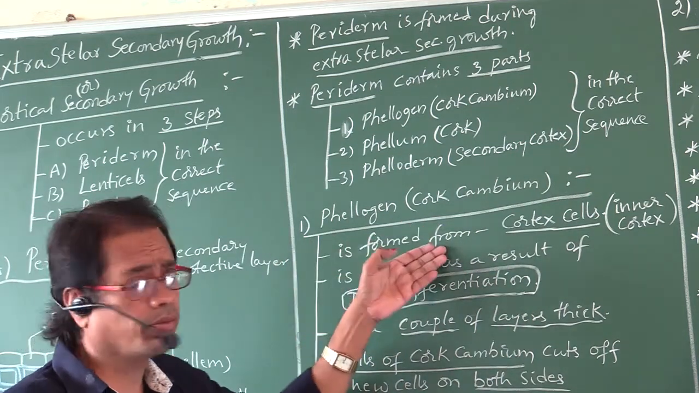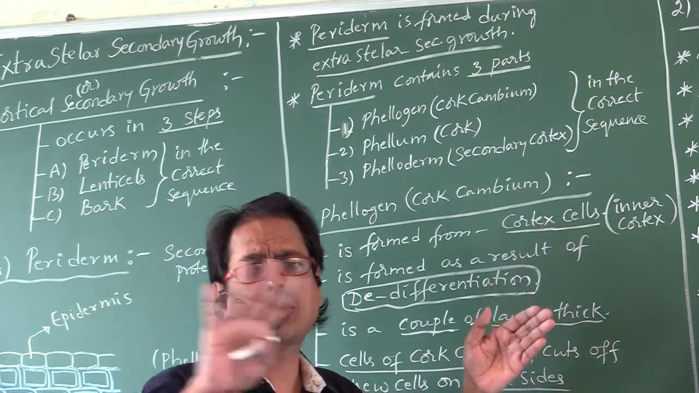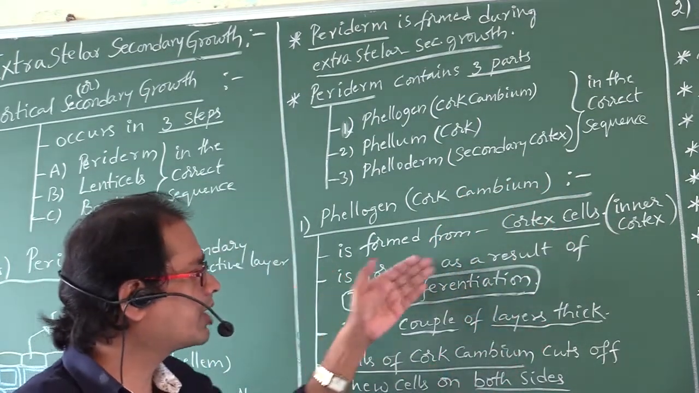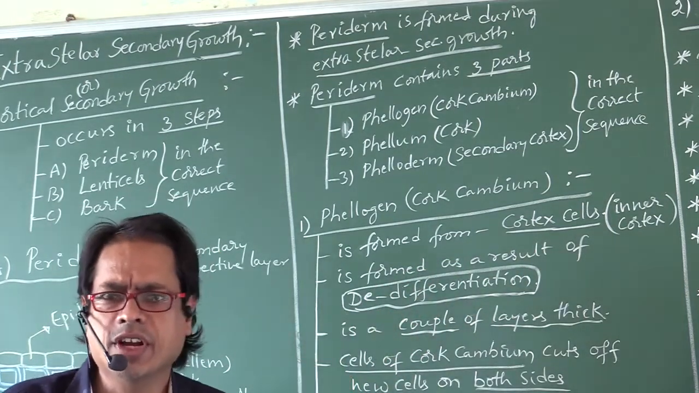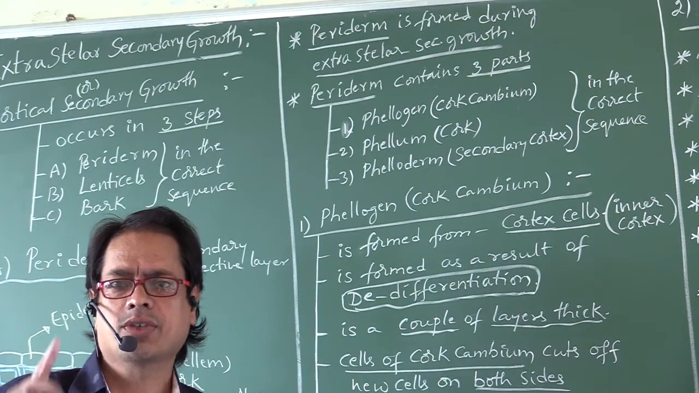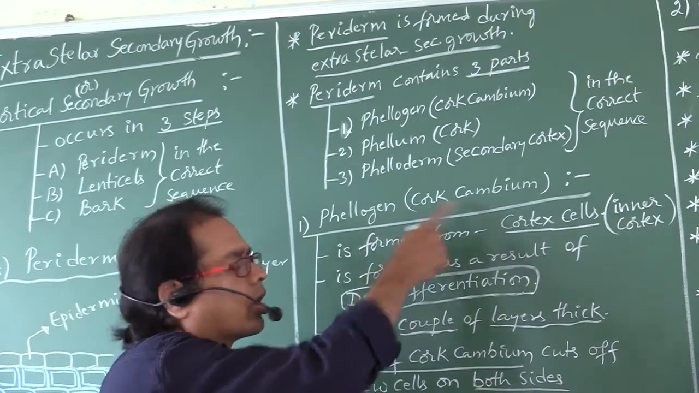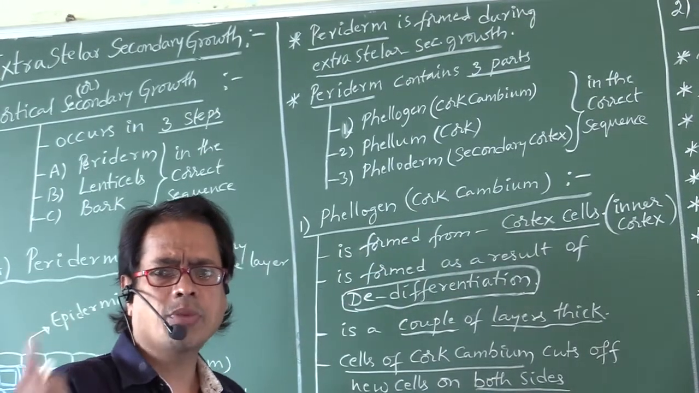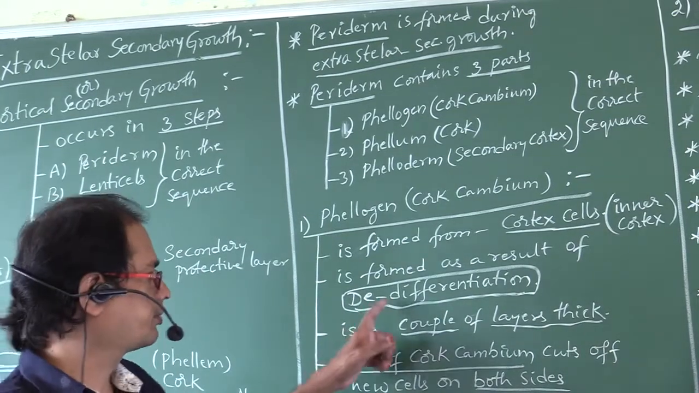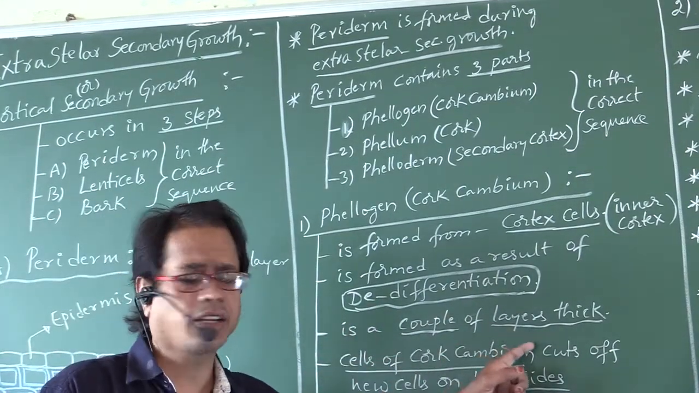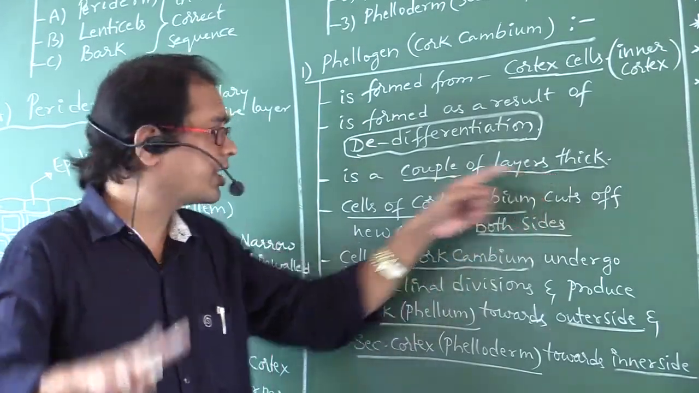It is formed from cortex cells. That is inner cortex. Don't say outer cortex. It is formed as a result of dedifferentiation. Overall dedifferentiation tissues are, one, interfascicular cambium, second, cork cambium. These 2 tissues are formed as a result of DD, that is dedifferentiation. It is a couple of layers thick. Phellogen is a couple of layers thick.